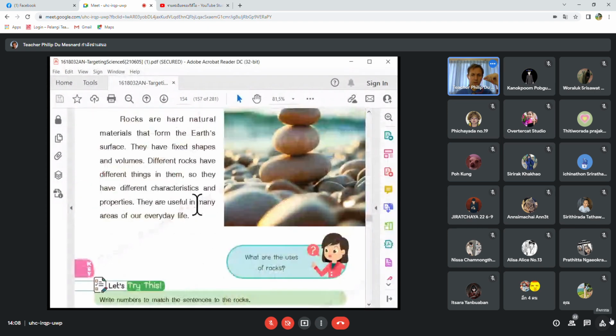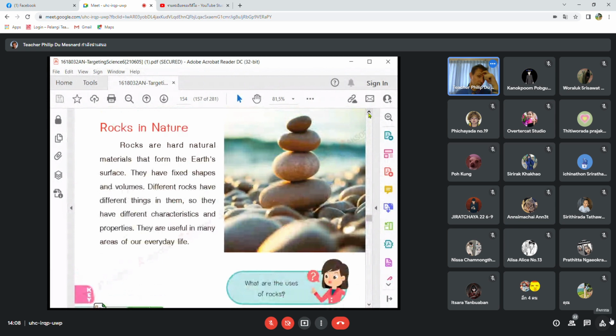Okay, so let's read the book. It says here that rocks are natural materials from the Earth's surface. They have a fixed shape and a fixed volume. Different rocks have different things inside of them. That's why their characteristics and properties are different. So some rocks have oxygen, some rocks have silicon, some rocks have iron, and so on. And rocks are very useful for us in everyday life. Later in the chapter, we see the things we can do with rocks.